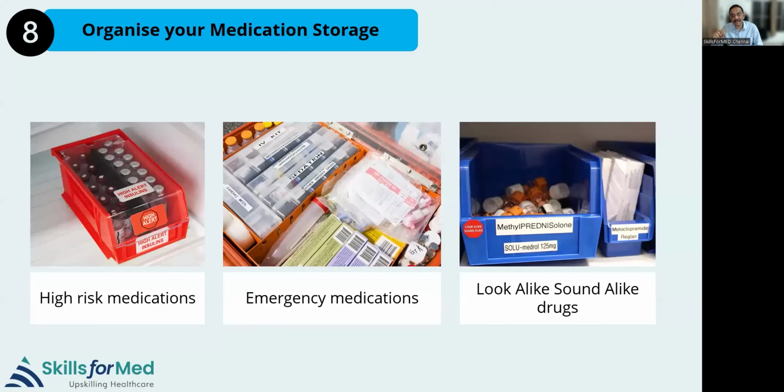So here you can see methylprednisolone is put in capitals, whereas Solu is in small letters with SOLU. So you won't make a mistake. And also put a label saying this is a lookalike, soundalike, so you have to be careful. So these are ways in which you can organize medication storage to reduce medication errors.